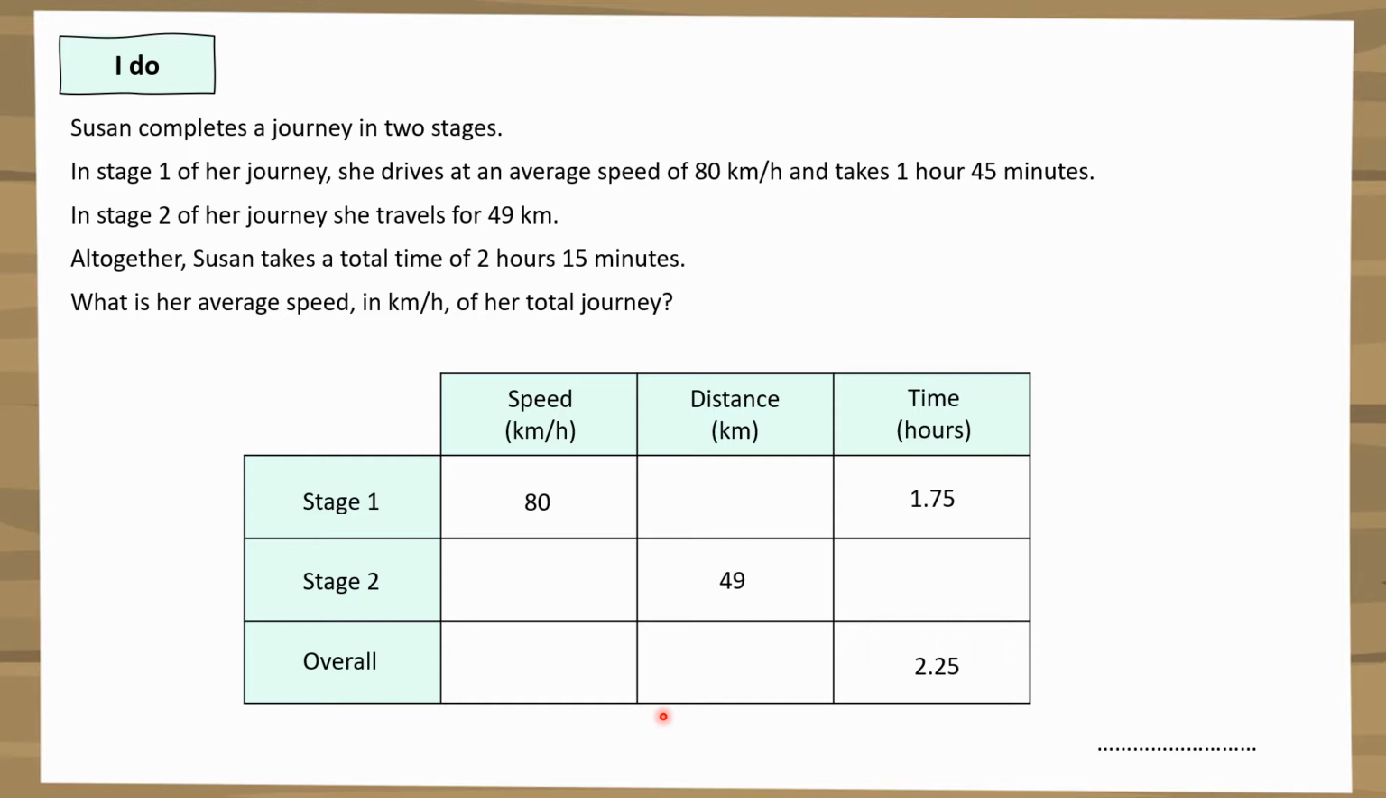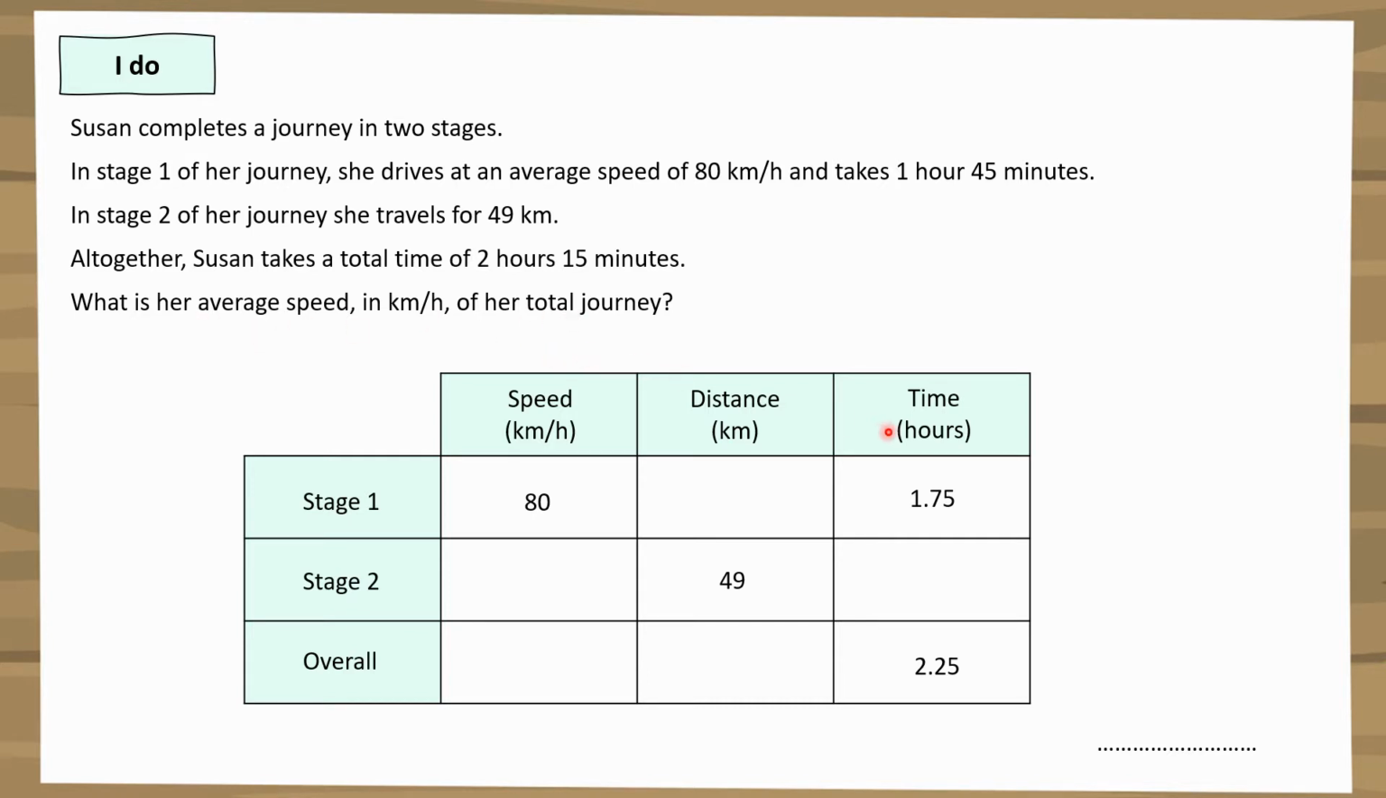Now once I've got my two-way table set up, I can look at what the question's asking me. What is her average speed for her total journey? So I'm wanting what goes in this box. But I tend not to look at that and just try to fill in everything I possibly can in the table. And then once I've got the table filled in, then I will look at the question.